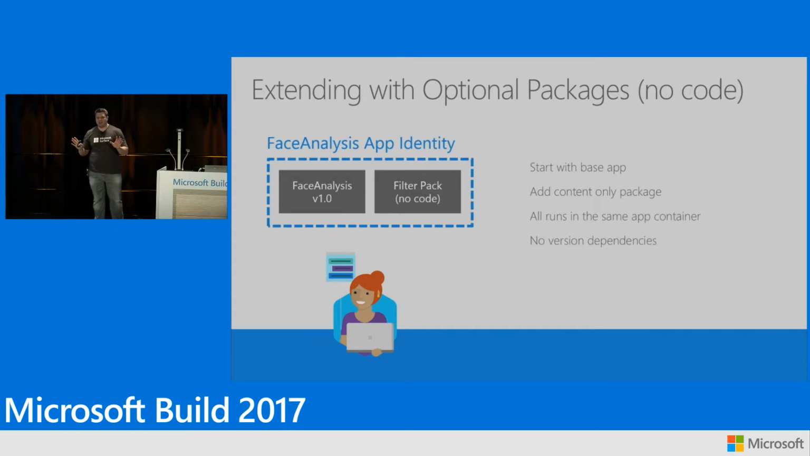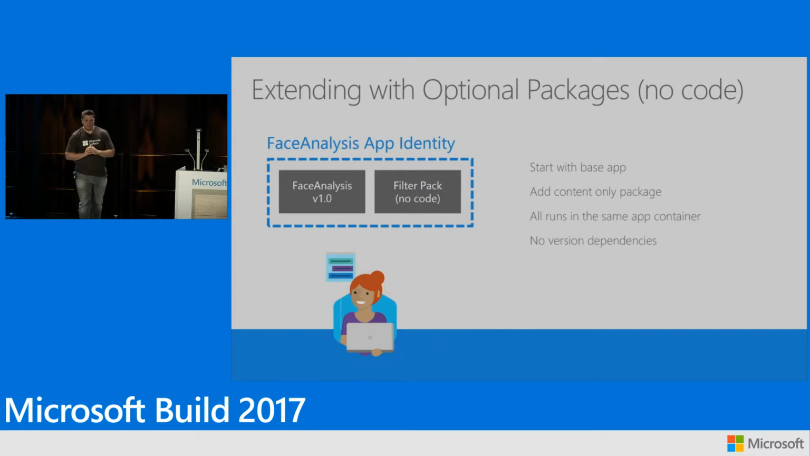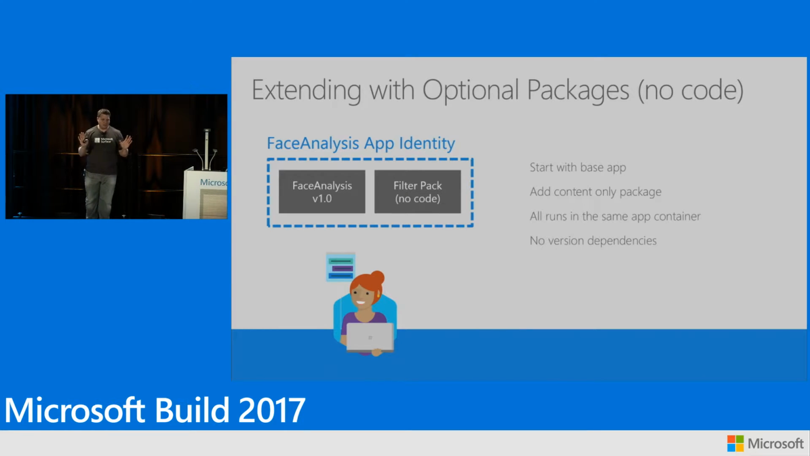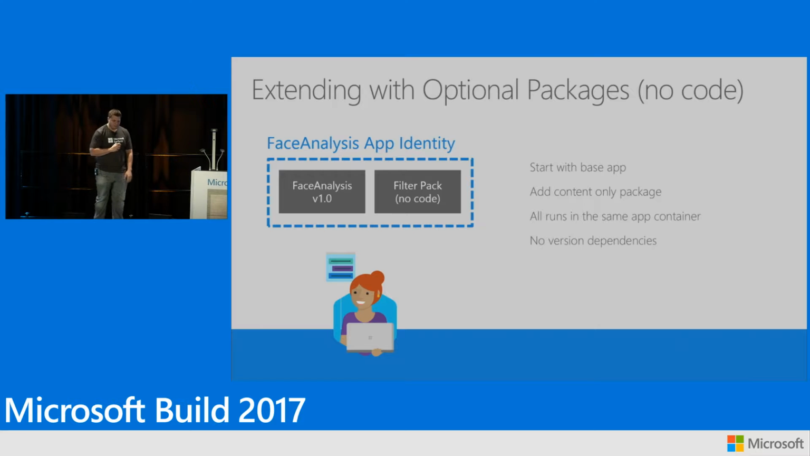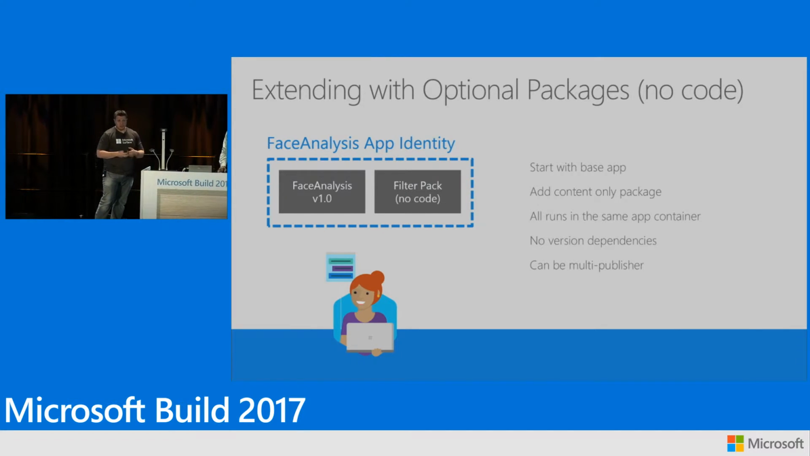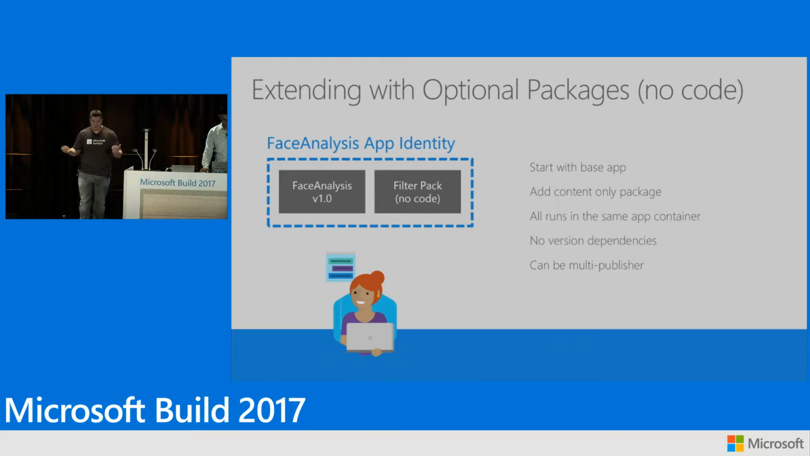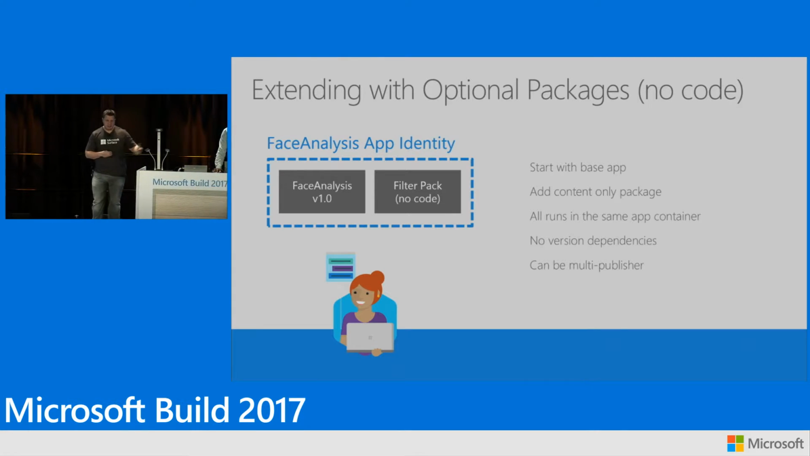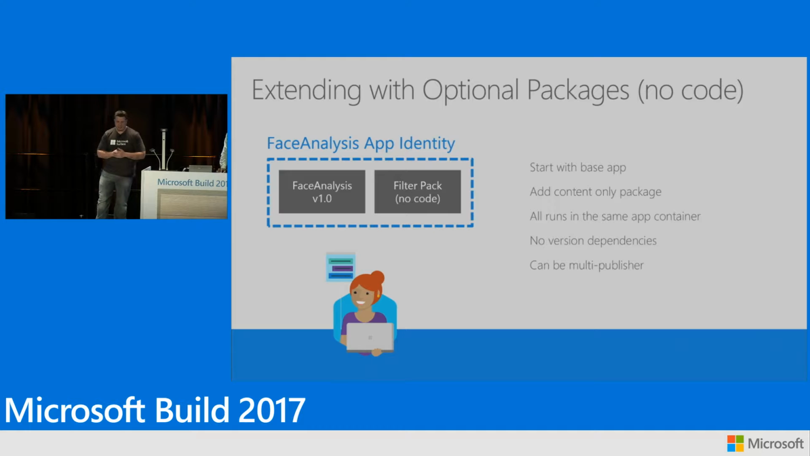There's no version dependencies. Because this is content only, it's just a loose versioning scheme where you just say, hey, my optional package requires this main pack to be present. You don't have anything to do with versioning. They'll just kind of all work together. But they could be multi-publisher. So you can actually go work with partners and whatnot to co-produce something. So maybe me and Sandeep partner up, but we want to use different Dev Center accounts. Longer term, we'll have full multi-publisher support for that.